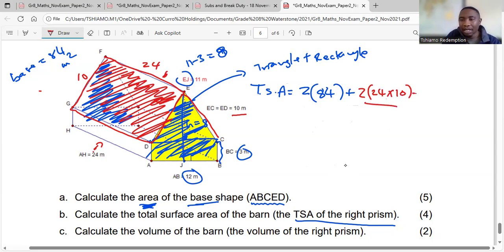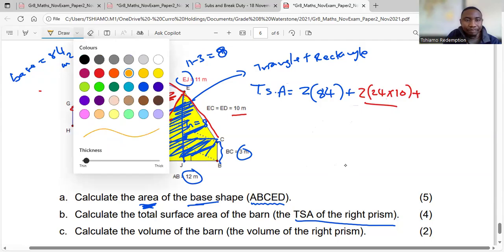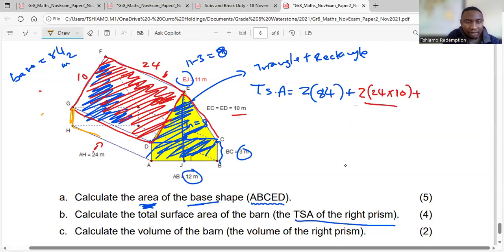Plus, which side am I looking at now? Let me use a different color. Look at this part, the two sides. What shape is this? It's a rectangle also. I have this side as 12. And what about this part? This part should be the same as this, the width. So it is also 3. And this part is the same as that part on the other side. So I have twice the sides, 12 and 3. What do you call it? 24 and 3. 24 and 3.